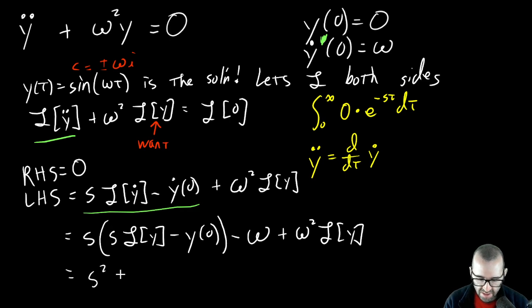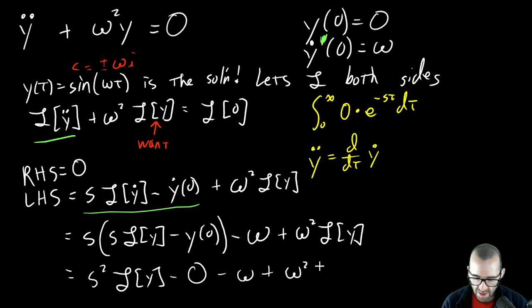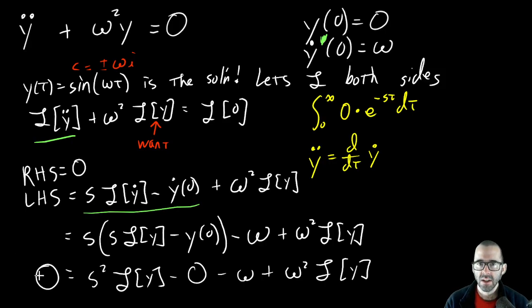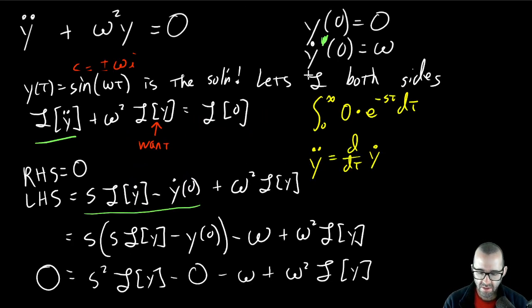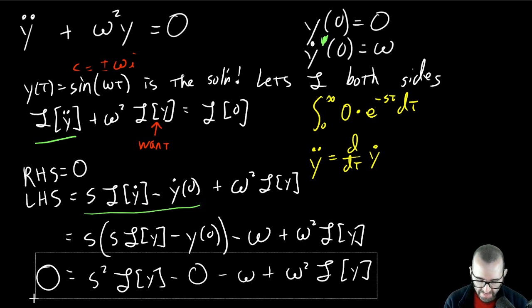Distribute that s, we get s squared L of y, minus s times y of 0, which is 0. So it's just minus 0, minus omega plus omega squared L of y. And we have the left-hand side equals the right-hand side, so this is all equal to 0. What are we trying to find? We're trying to find the Laplace transform of sine of omega t, which is L of y, since y is the solution to this initial value problem.